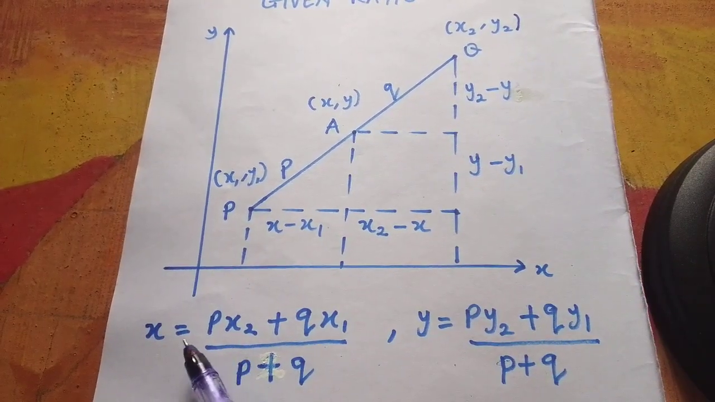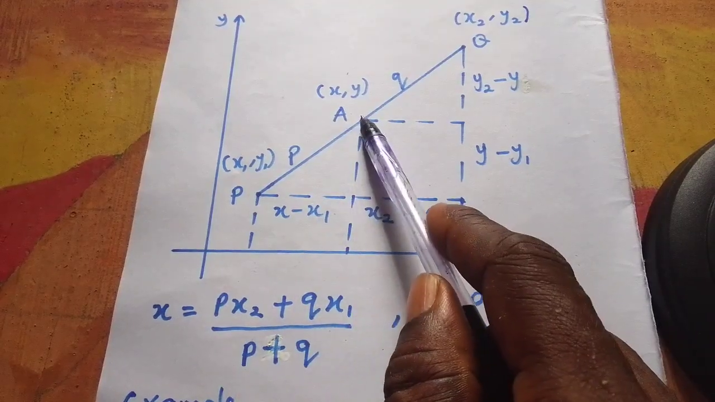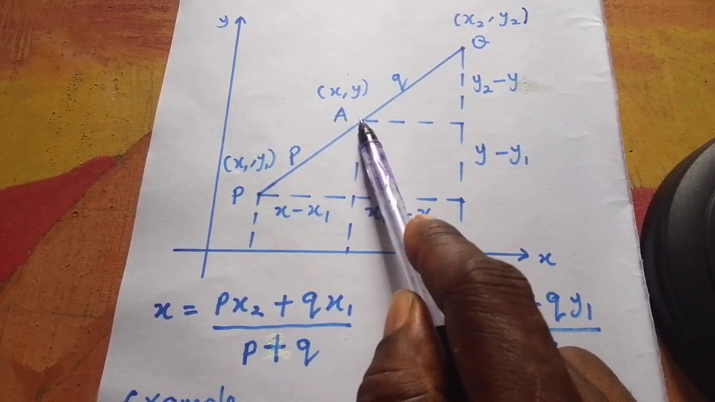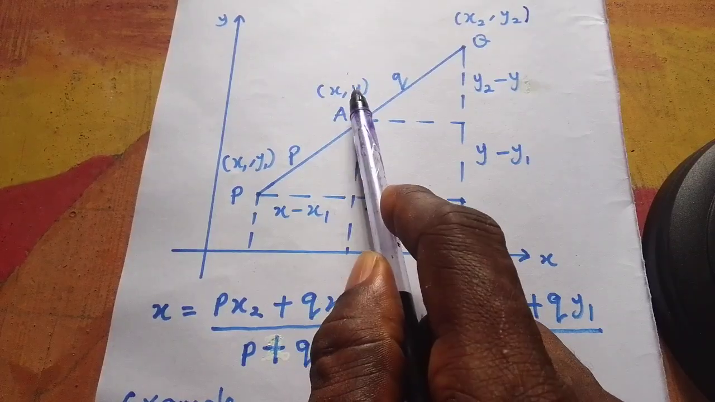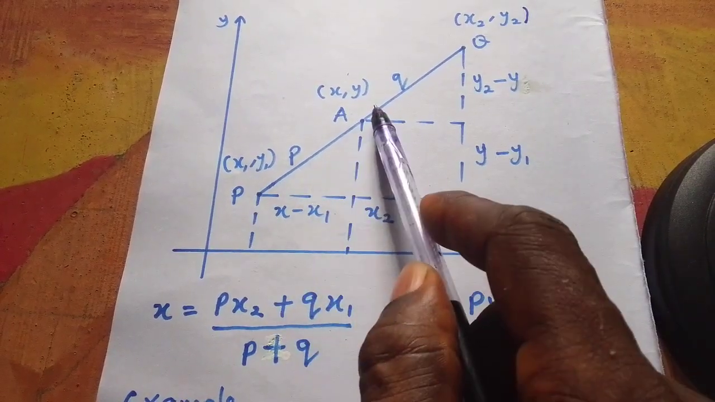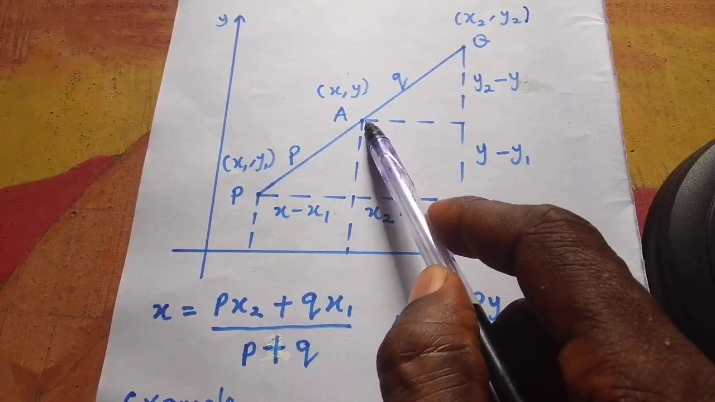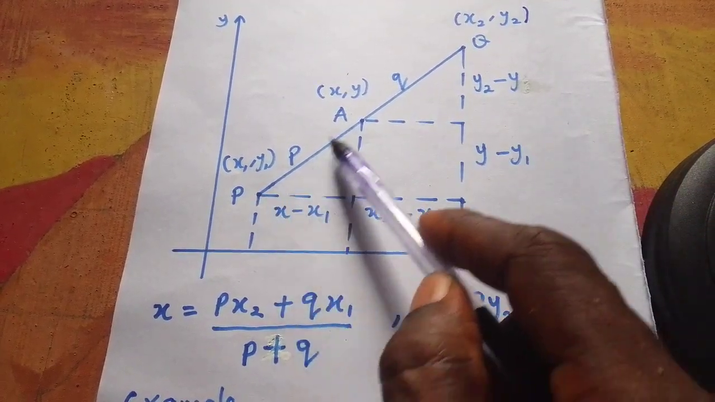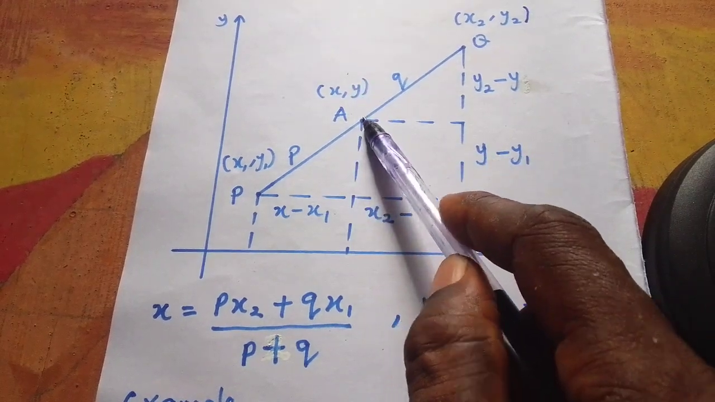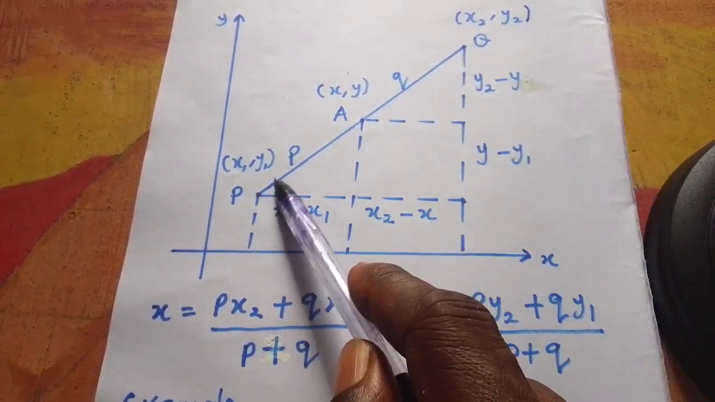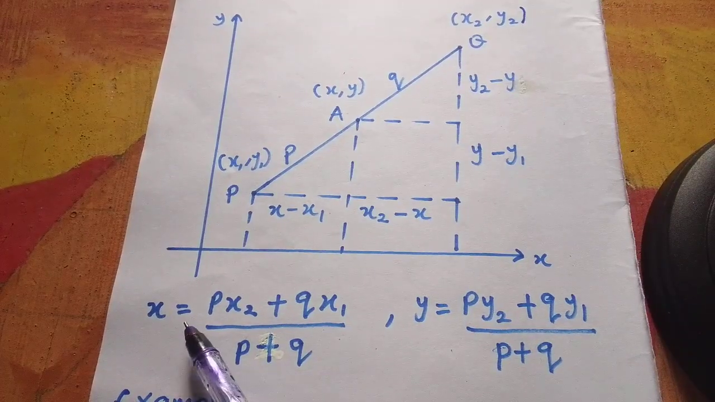So to get the coordinate A, having x and y, given this ratio, we want to divide this line in the ratio P and Q. If this is P, this is Q, you want to get the coordinate that will bear this. When you are given the ratio, you have to divide this line, so you just take this to be the formula.